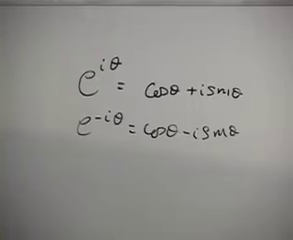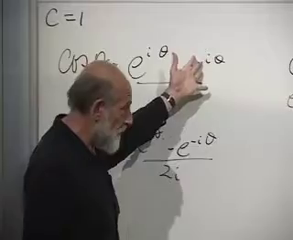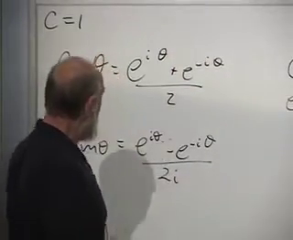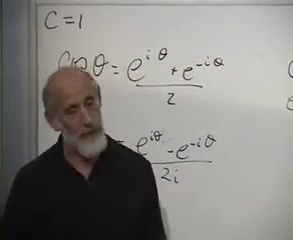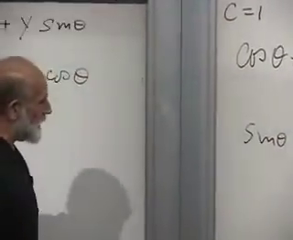All right? The other thing to know is that e to the i theta times e to the minus i theta is 1. e to the anything times e to the minus the same thing is 1. Those things characterize all trigonometric formulas.